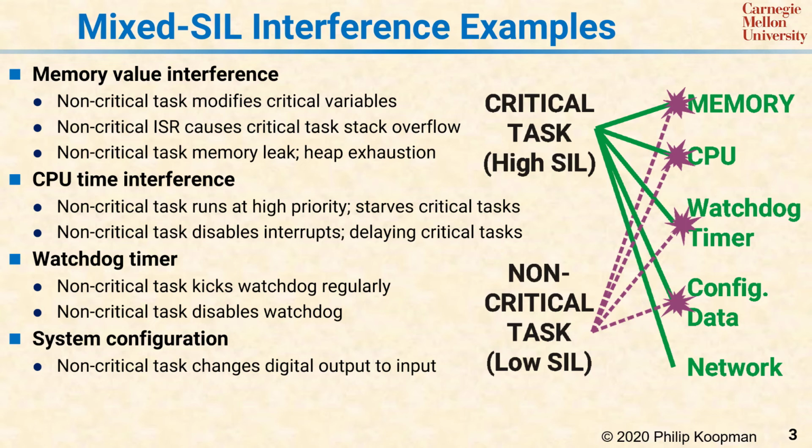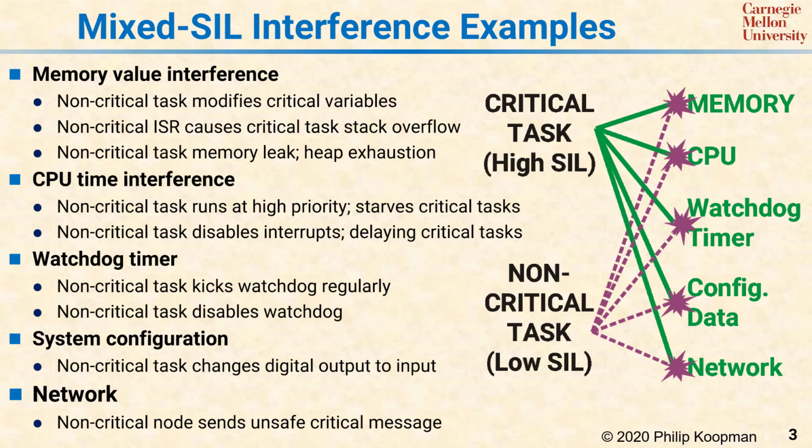Finally, a non-critical task could send bogus network messages that spoof the values of critical messages simply by accident, causing the system to be unsafe. Of course, not all systems are exposed to all these problems, but the point is that these problems can occur, especially with low-end CPUs used in cost-sensitive products. To be safe, you need to be sure these problems cannot happen with your system.